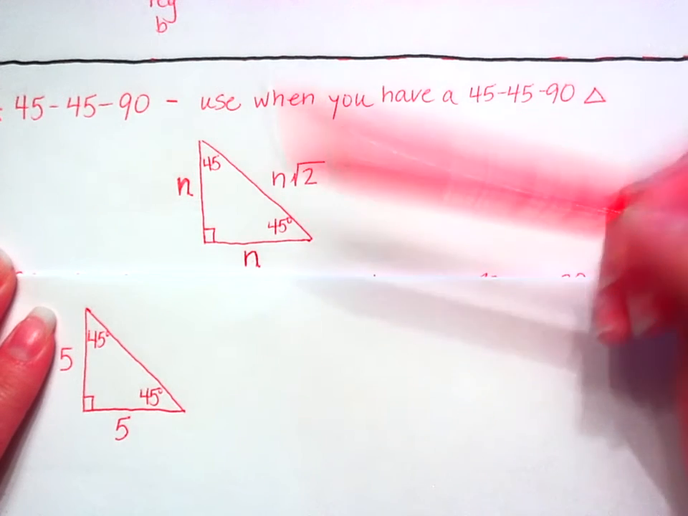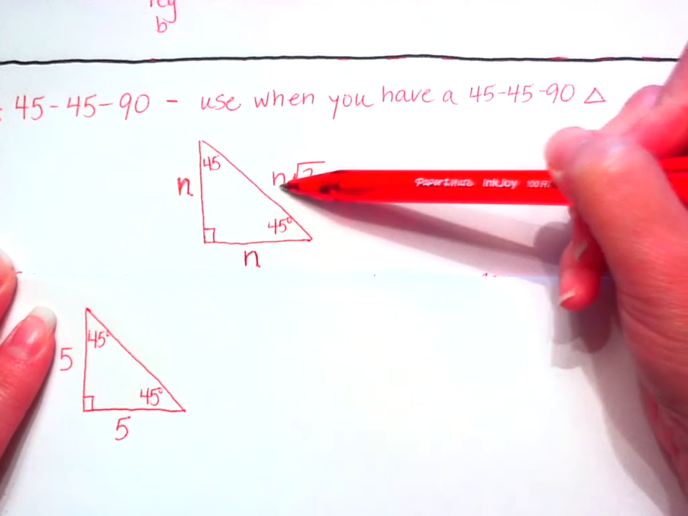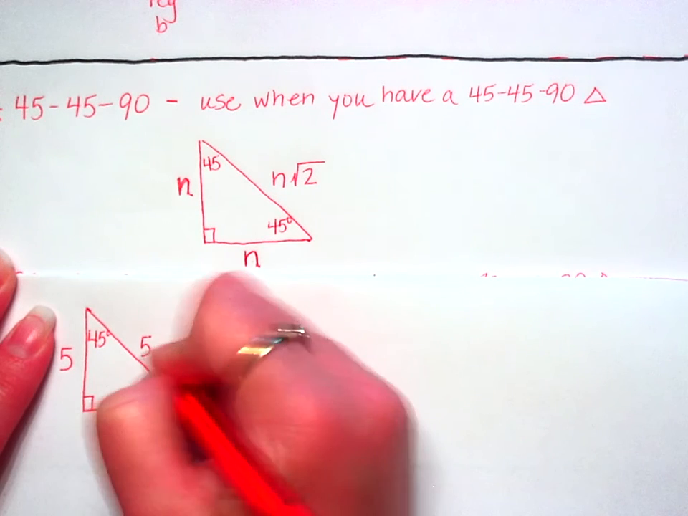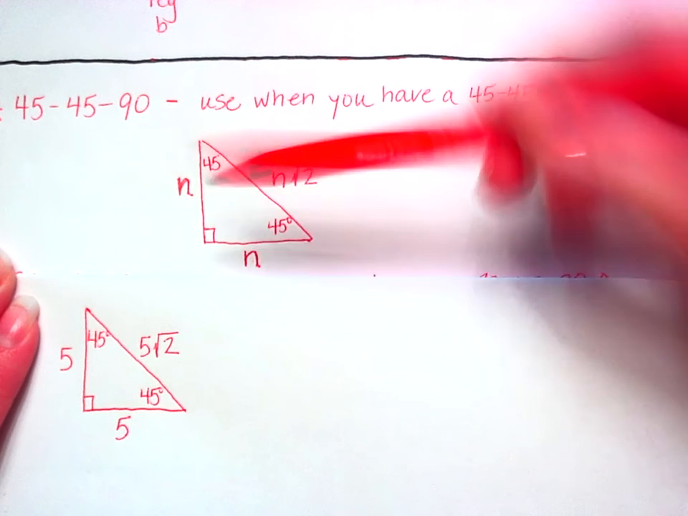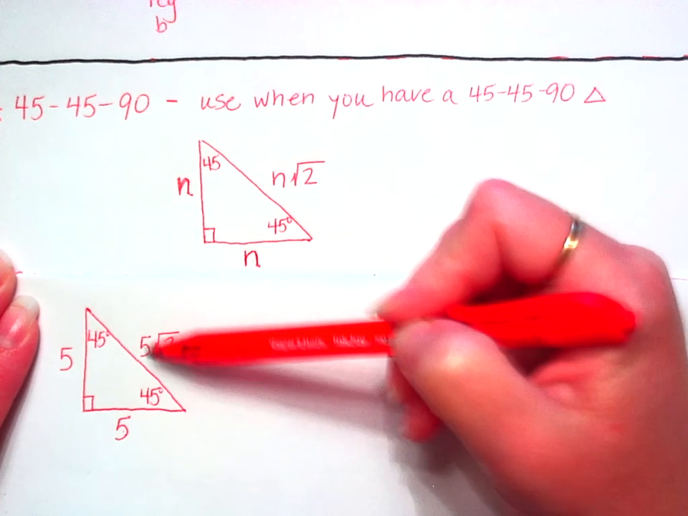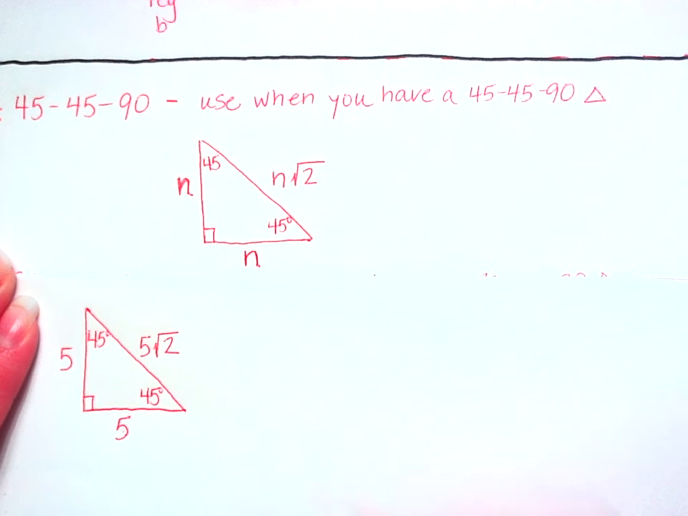Okay, and then the hypotenuse is your n times the square root of 2. So whatever this is, times the square root of 2. So this is n square root 2. This is 5 square root 2. Okay, let's do another one.